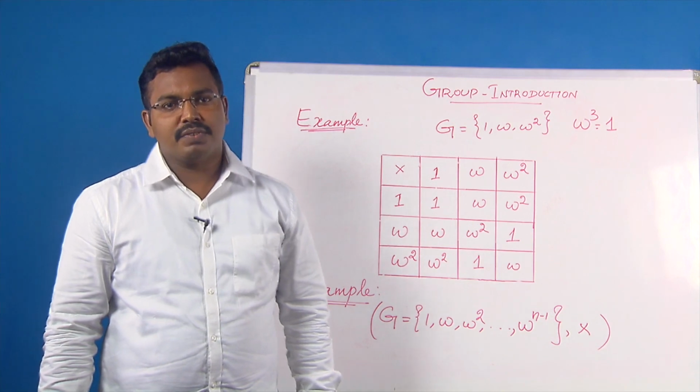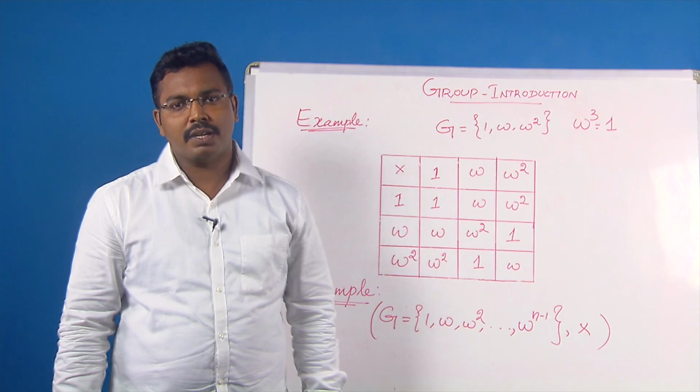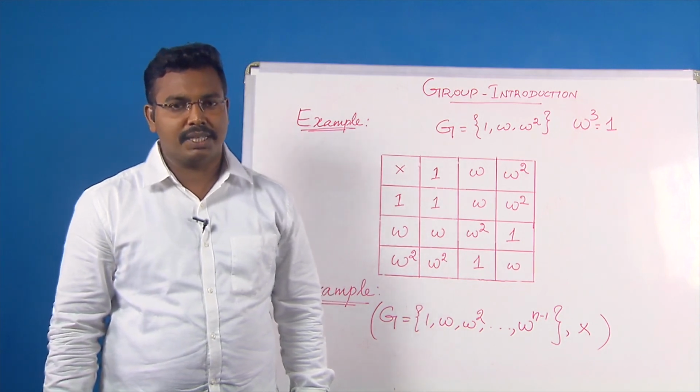In the first example, we are considering the set of all cube roots of unity, G equal to {1, omega, omega square}, under multiplication.